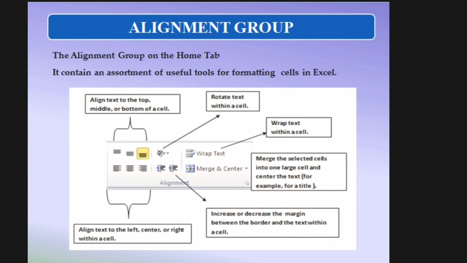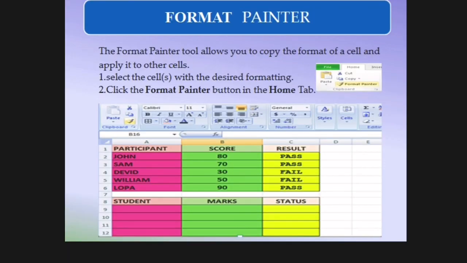Format Painter tool, this is a very useful tool. It allows you to copy the format of a cell and apply it to another cell. So just click on the cell with the desired format, then click the Format Painter button in the Home tab and drag it over the text. It is shown through the dialog box like participant, score and result. These three cells have the same color and font type pattern, as given on the screen.